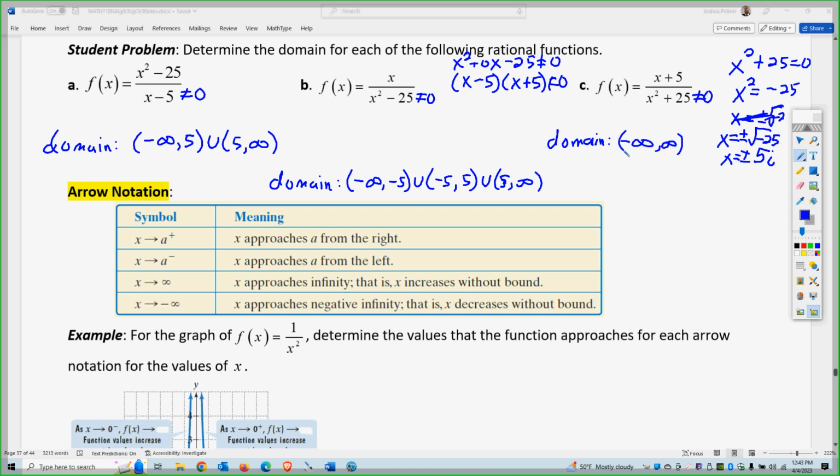Okay, so we're going to talk about arrow notation now. The arrow just means what you're approaching. You can approach a number from the right side, or you can approach a number from the left side. That's what the positive and the negative means when it's in the exponent. Or with the x value, you can just approach infinity or negative infinity. So there's 4 things you can possibly do. You can approach the infinities, can't actually get there obviously, or you can approach a number from 2 different sides.